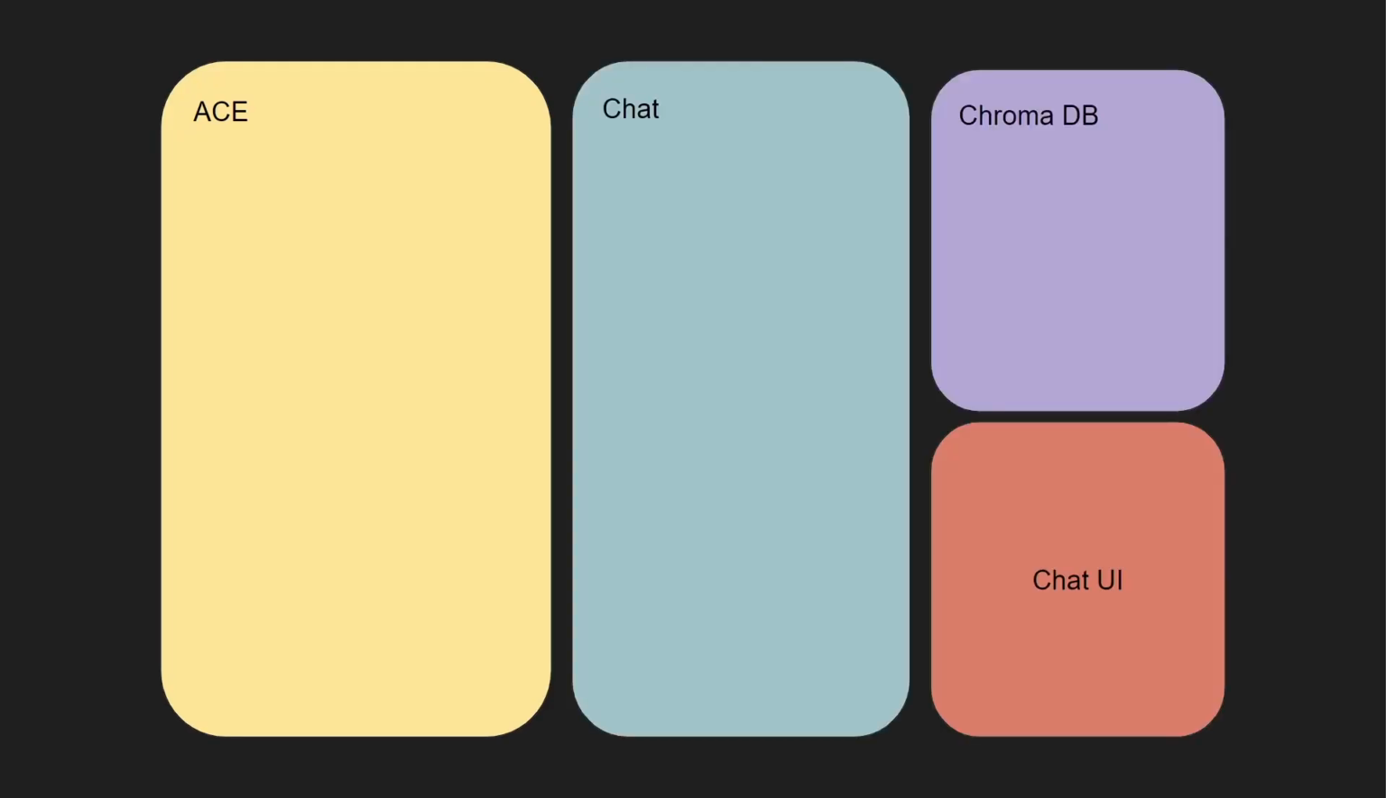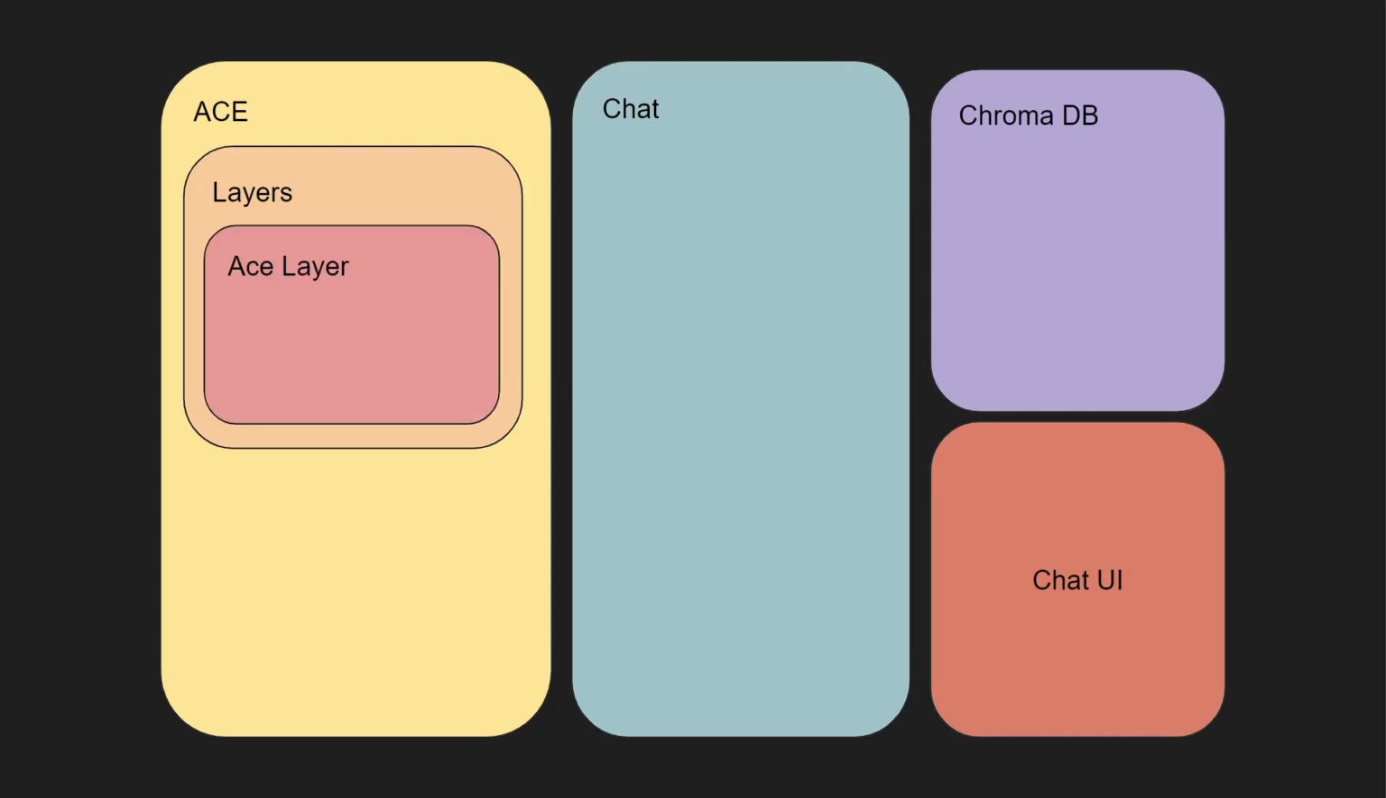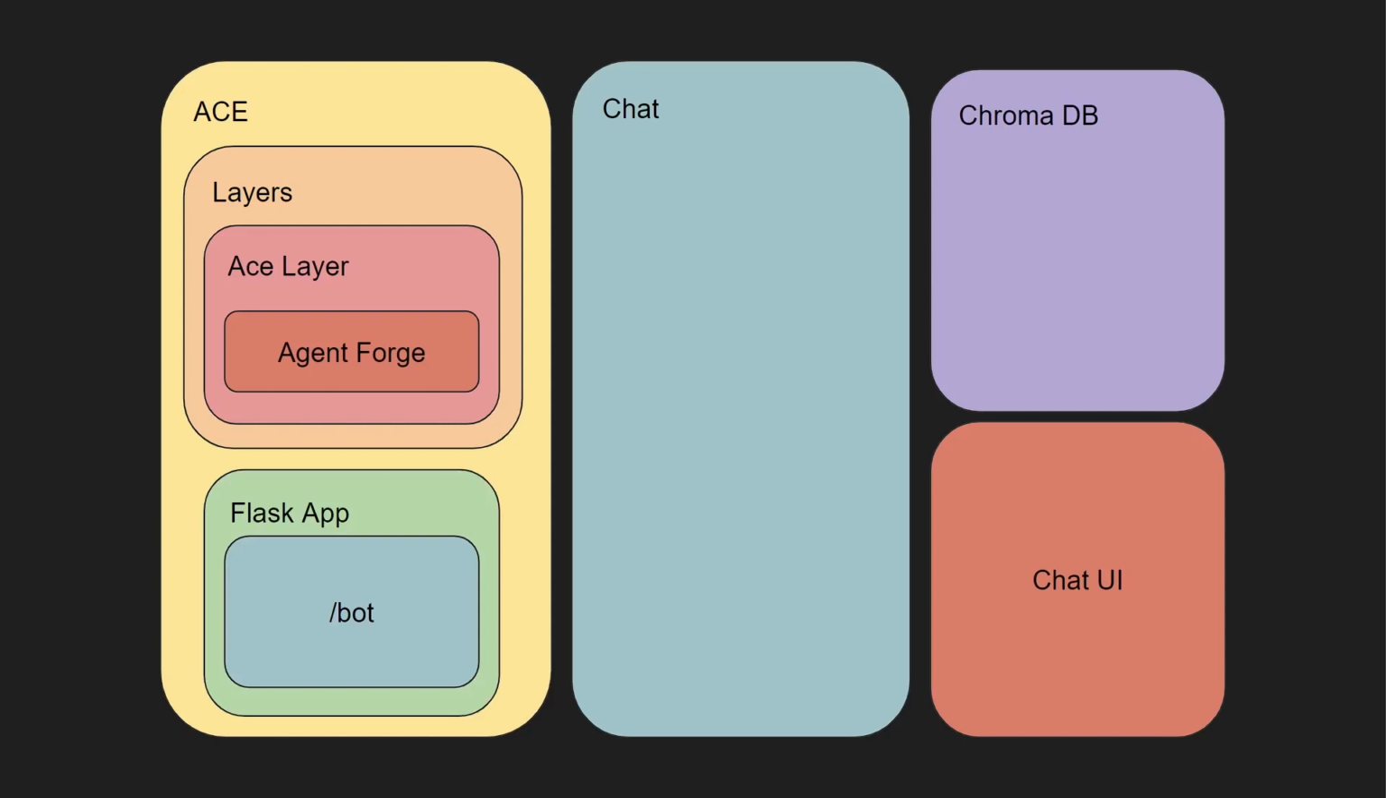Moving on to the first project, ACE-AF, the setup of the project revolves around the ACE module, the chat module, the ChromaDB, and the chat UI. The ACE module is composed of multiple instances of other modules. It first instantiates all the layers, where each layer inherits from the ACE layer, and the ACE layer uses the AgentForge as the main driving force in prompt generation. Next, the ACE module sets up a Flask app with only the bot endpoint that allows for messages to be sent to the ACE framework.